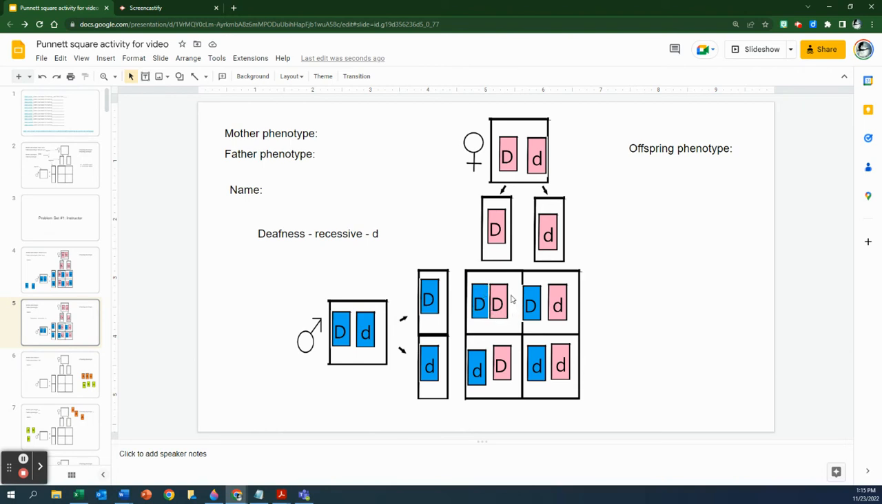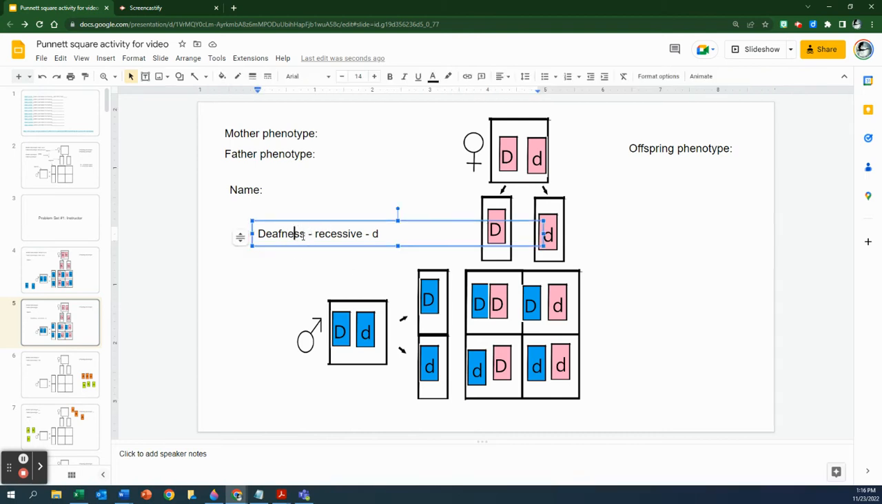This one here, big D, he's hearing. She is hearing. Has no chance at carrying on the deafness gene. These two here are heterozygous just like the parents. So those are hearing. So 3/4 of the children phenotypically are hearing, and 1/4 of the children phenotypically are deaf.